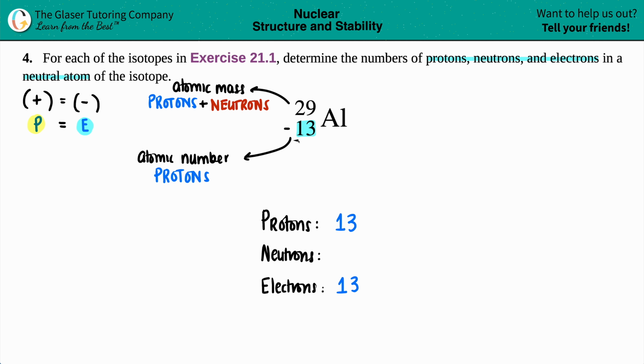So whether you want to just put a subtraction symbol there and then subtract them out, or you could just do 29 minus 13, this will give you the number of neutrons. So let's see, 9 minus 3, we'll do it the old school method, is a 6, and then 2 minus 1 is 1. So you got 16 neutrons, and that's it. So the combination of 13 plus 16 will get you the 29, and because it's a neutral atom, the protons equal the electrons, and that's it.